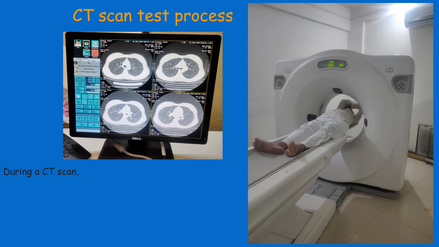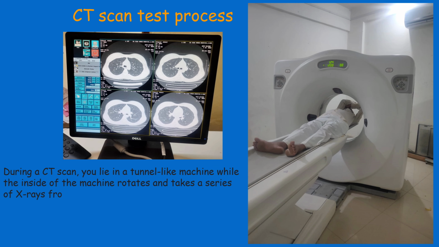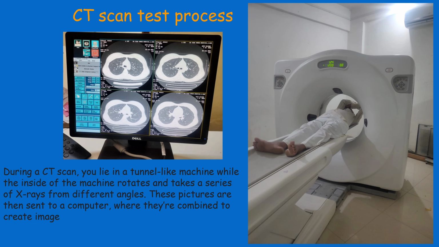During a CT scan, you lie in a tunnel-like machine while the inside of the machine rotates and takes a series of X-rays from different angles. These pictures are then sent to a computer, where they're combined to create images of slices, or cross-sections, of the body. They may also be combined to produce a 3D image of a particular area of the body.